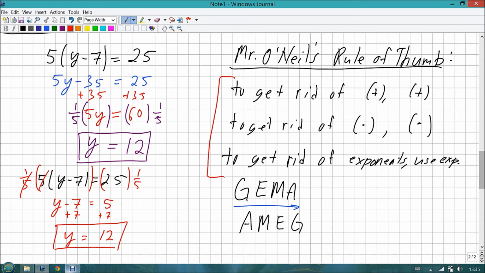To get rid of addition, you have to add. To get rid of multiplication, you have to multiply. To get rid of exponents, you have to use exponents. That is the one part of it that you really don't have any room to maneuver on. But as for the order of operations portion, do what works best.